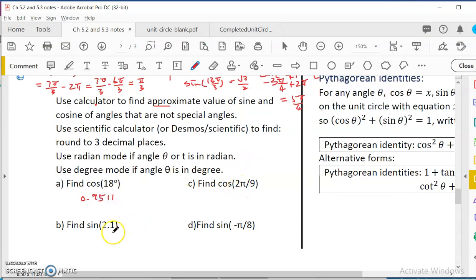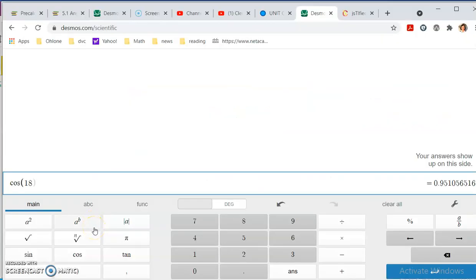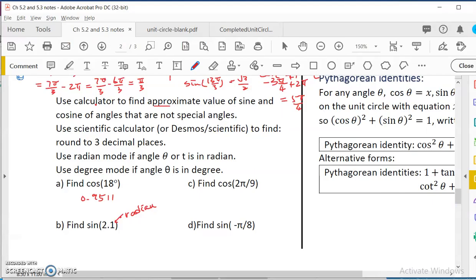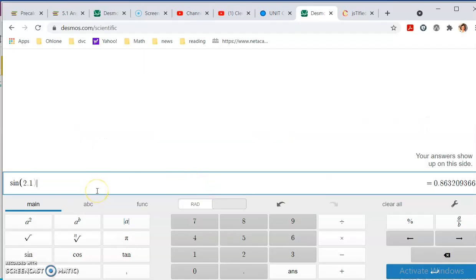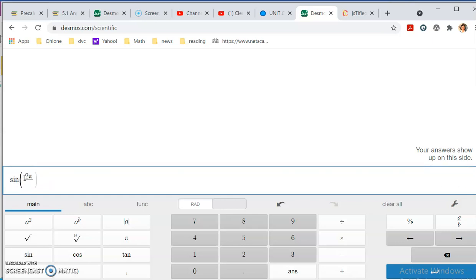What about part B? Sine of 2.1, but there's no degree sign here. That means it's radian, right? Radian, sine of 2.1. So I can use this decimal scientific calculator. I want to do radian, and I want to do sine of 2.1. It is 0.8632, four places.